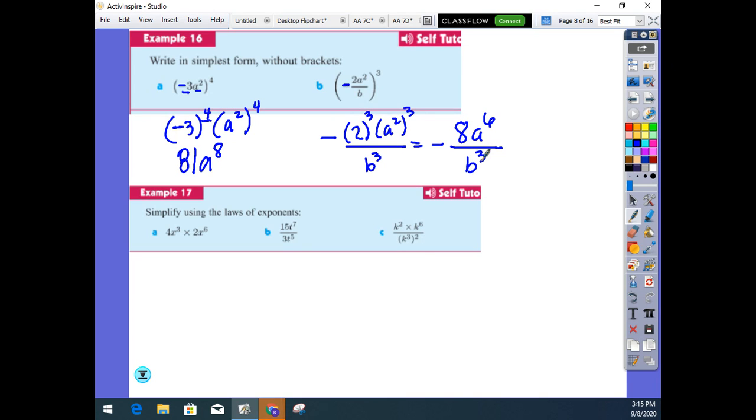One thing to always double check when you get done: make sure no bases are the same. No bases are the same. Because anytime you'd be left with bases that are the same, you can combine them together.